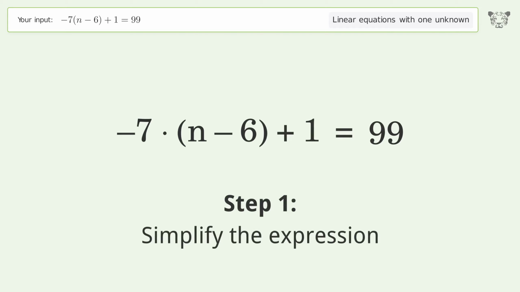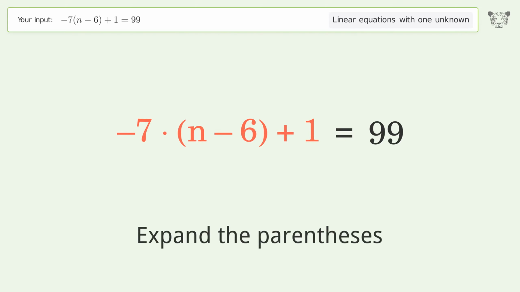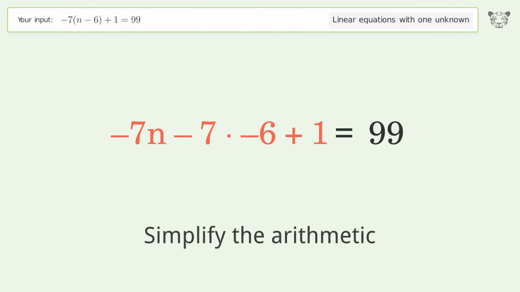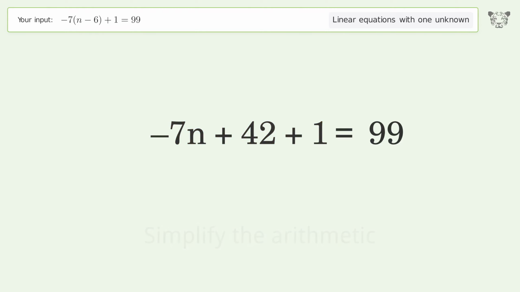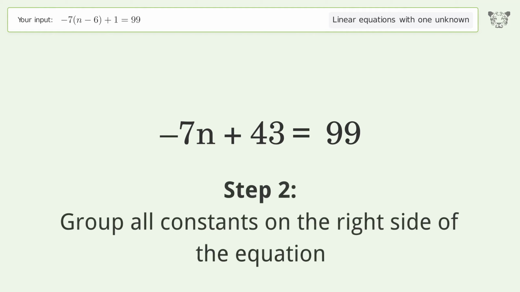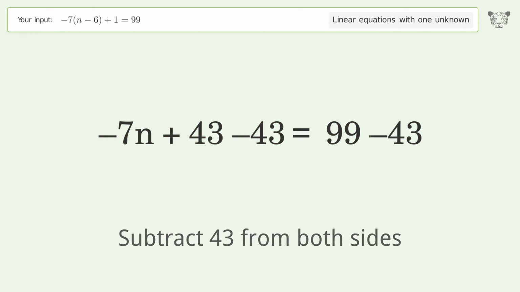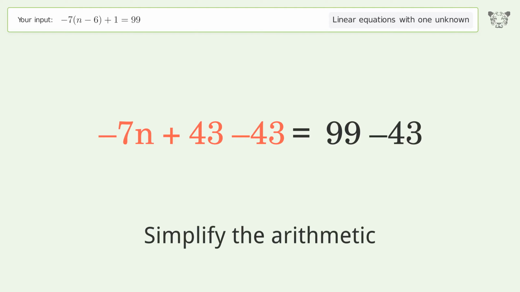Simplify the expression. Expand the parentheses. Simplify the arithmetic. Group all constants on the right side of the equation. Subtract 43 from both sides. Simplify the arithmetic.